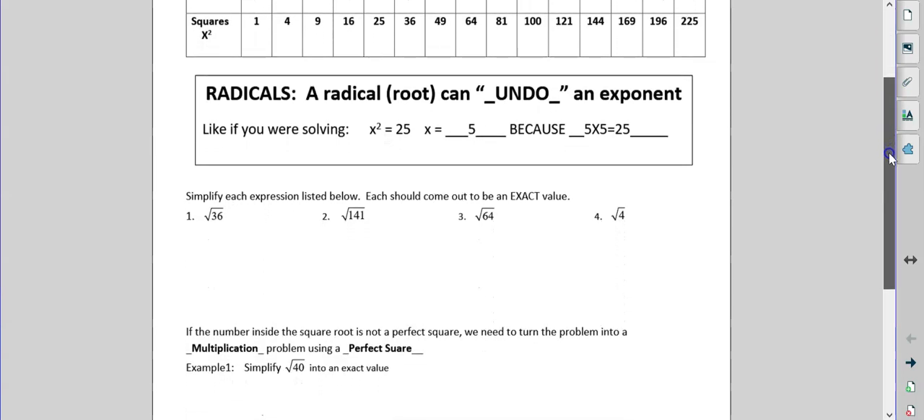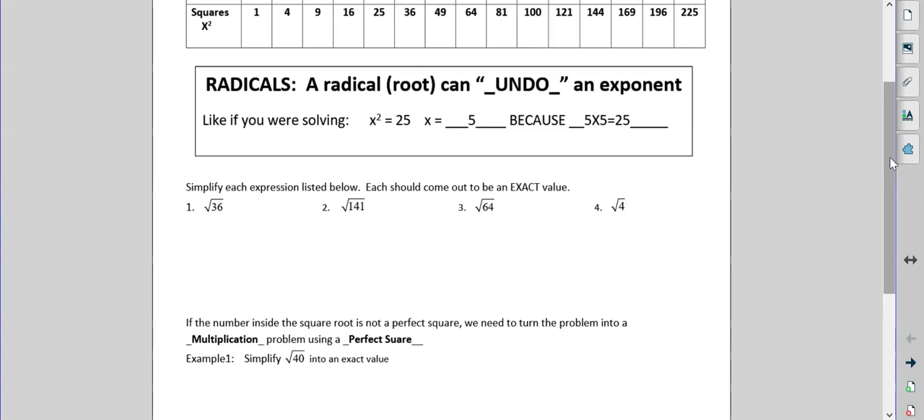So a root, most often we see square roots, but we can have a cube root or a fourth root and so forth, can undo an exponent. So if you were solving x squared equals 25, x would be 5, because 5 times 5 is 25. You can add this also, because the square root of 25 is 5. Okay? So this square root undoes this exponent. So when you square root the left side, it undoes the exponent, and then you take the square root of 25, which is 5.